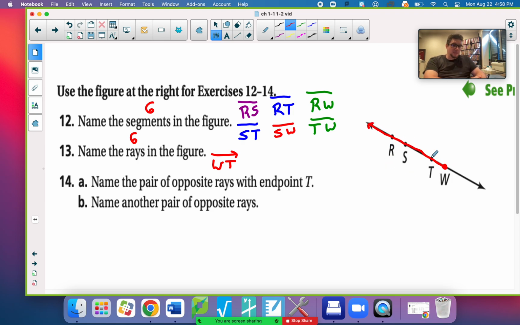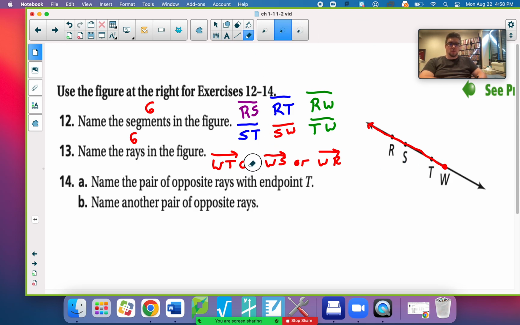But WT is the exact same thing as WS, and it's the exact same thing as WR. Those are all the exact same ray. Endpoint of W, they are all collinear, and they're using the same arrowhead. So those are all the same ray. So we're only going to record it once, WT.